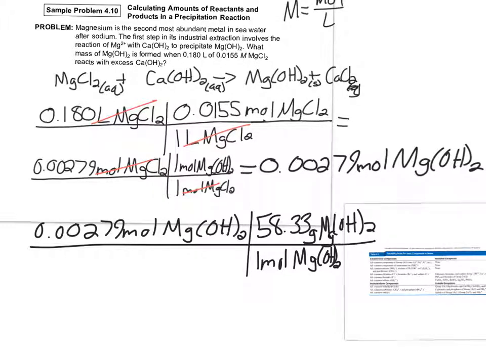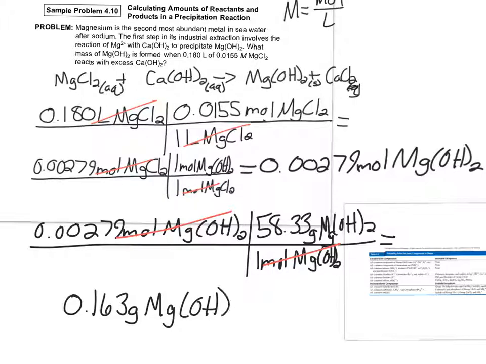All right, let's check our units. We've got moles divided by moles. I'm going to be left in grams. So that is then going to equal 0.00279 times 58.33, and that equals 0.163 grams of magnesium hydroxide.